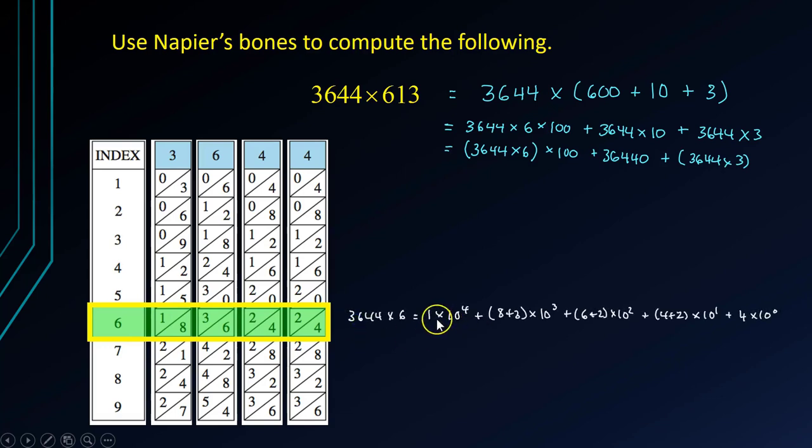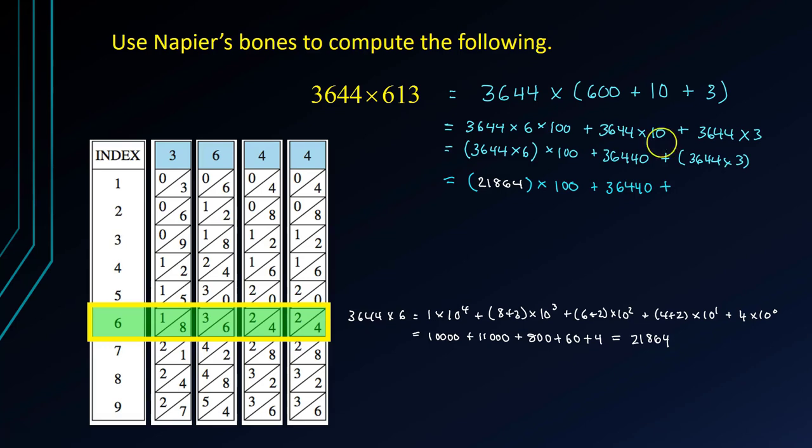So 3644 times 6, I'm going to have 1 times 10 to the 4th plus 8 plus 3 times 10 cubed plus 6 plus 2 times 10 squared plus 4 plus 2 times 10 to the 1st plus 4 times 10 to the 0. So these work out to be 10,000 plus 11,860 plus 4. When I add those together, I get 21,864. So that takes the place of this in here. Again, the times 100 I haven't done yet. The 36,440 is what I got by multiplying this by 10, which is pretty straightforward. Don't have to use the bones for that.